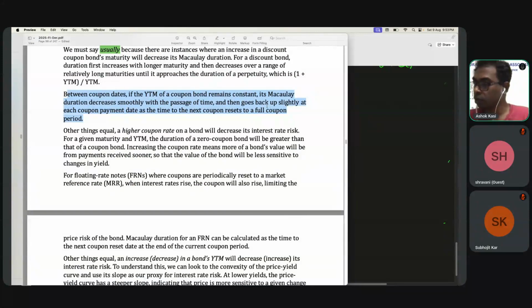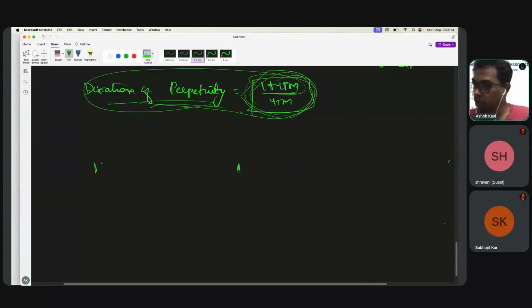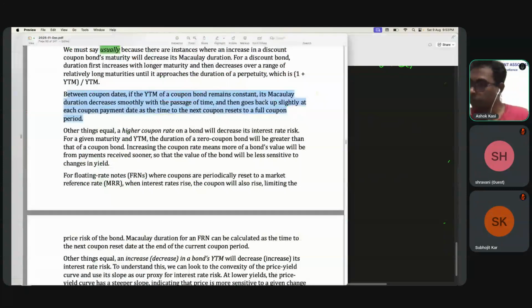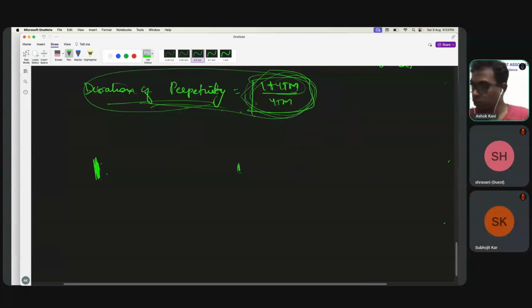And then, it means like this. Imagine once interest is paid, then the Macaulay duration, between coupon dates, if the YTM of your bond remains constant, decreases smoothly with the passage of time, and then goes back up slightly at each coupon payment date. Okay, so how do I draw this now?